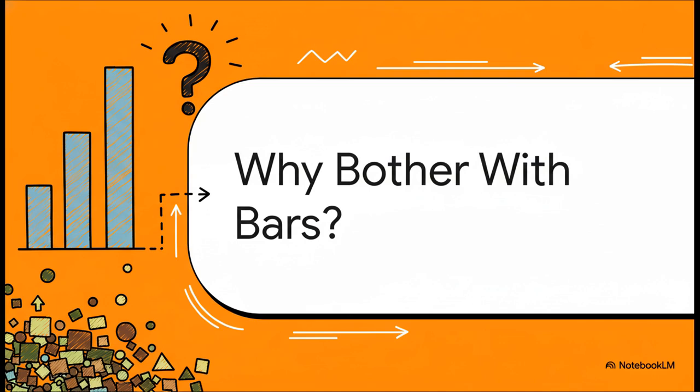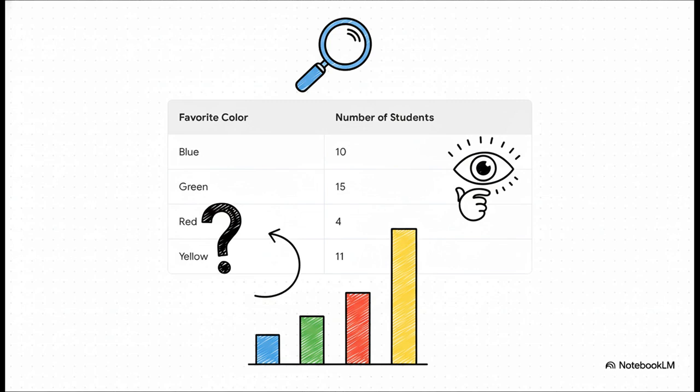So, first things first, why should you even bother with bars? Well, to get that, let's look at a problem we've all run into, just a plain old jumble of raw data. Okay, have a look at this. It's a simple list of students' favorite colors. Now quick, which one's the most popular? I mean, you can figure it out, but you kind of have to read each line, compare the numbers in your head. It takes a second, right?